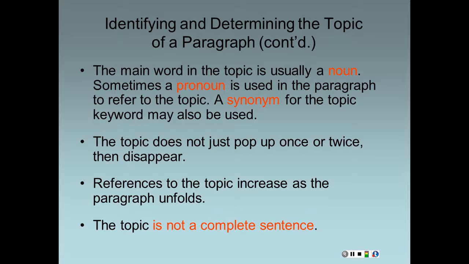Other clues that will help you to identify the topic are: the main word in the topic is usually a noun. Sometimes a pronoun is used in the paragraph to refer to the topic. A synonym for the topic keyword may also be used. The topic does not just pop up once or twice, then disappear. References to the topic increase as the paragraph unfolds. The topic is not a complete sentence.